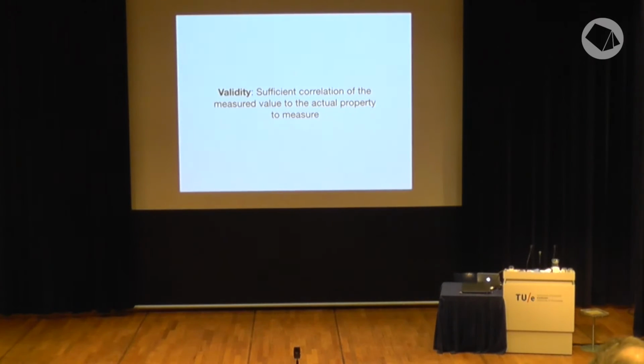The first one is clear, right? Validity means there should be a sufficient correlation between the property that you want to measure and the measured value. Your metric should be really measuring what you want to measure. So that's the first thing that you want to have.